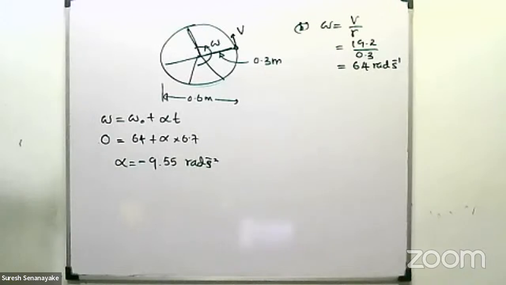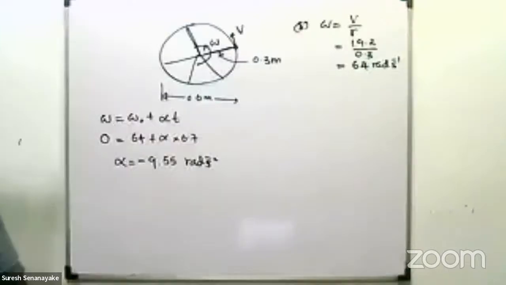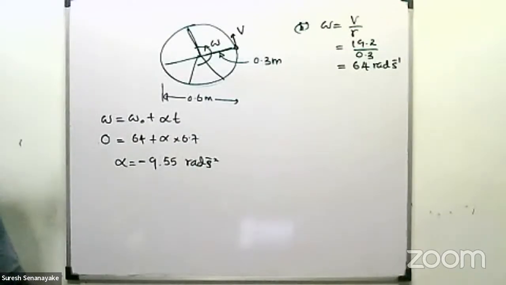Clear? Right. The next part, with acceleration and torque acting on the wheel. That is tau equals I alpha. The total I we calculated, and then alpha we already know that.